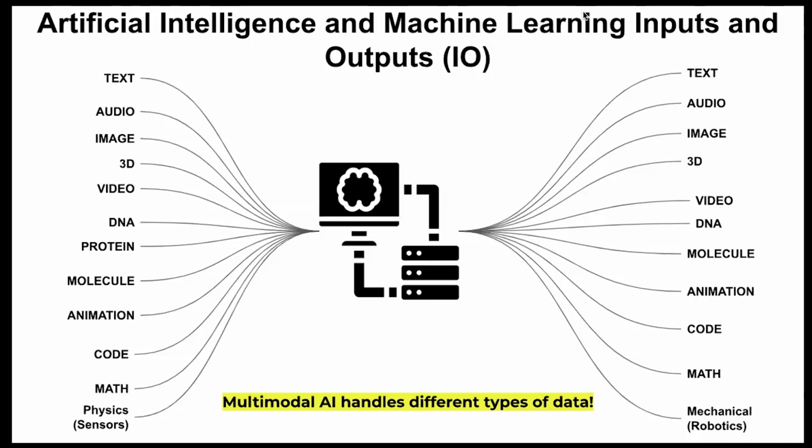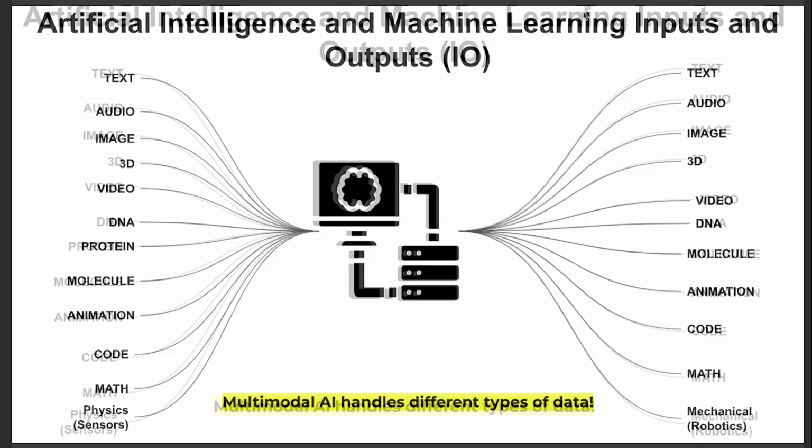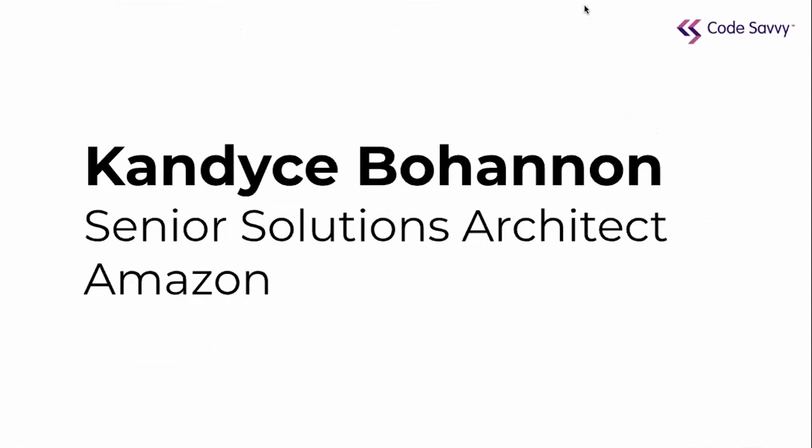Eventually we're going to be in a place where we're going to be using AI to process all sorts of different things. It's a progress that we've been making, like I said, for almost 100 years, but it's very much accelerating and rapid. I am going to introduce Candace. Candace is from Amazon. She's a senior solutions architect.